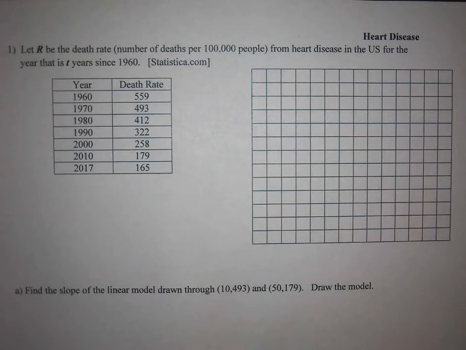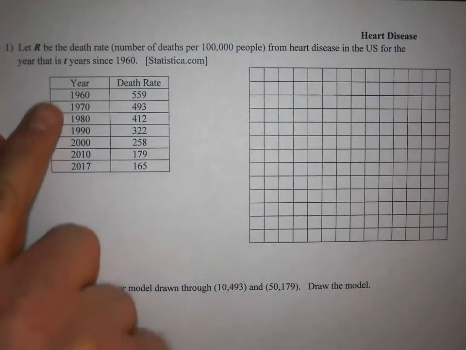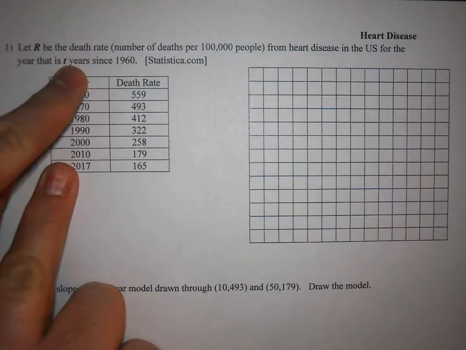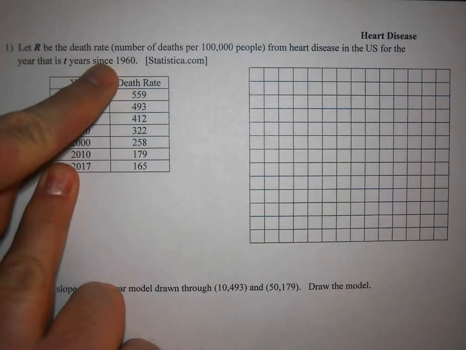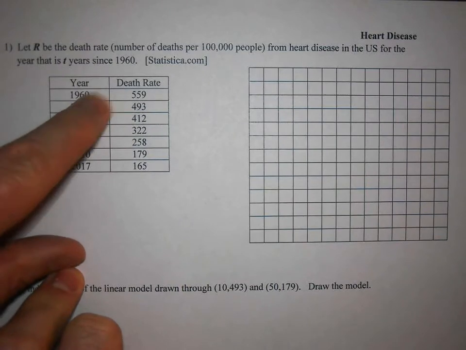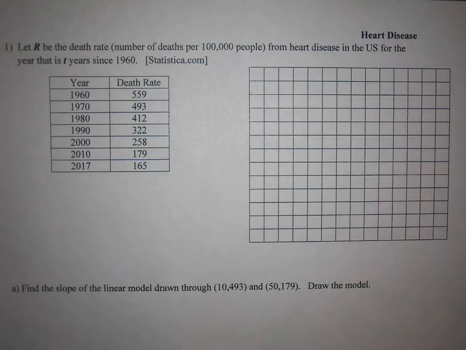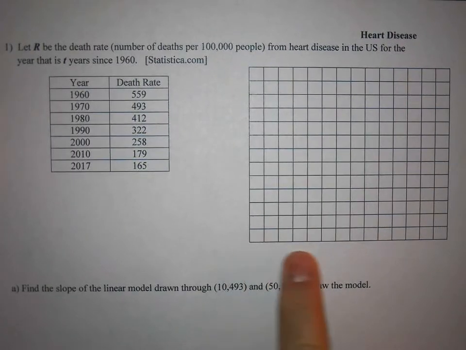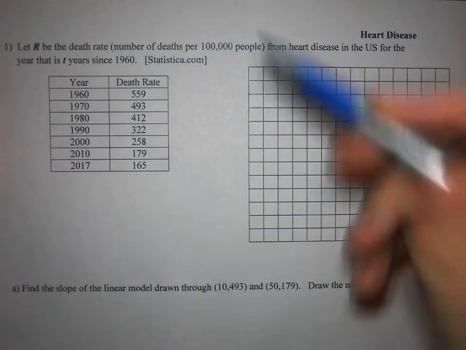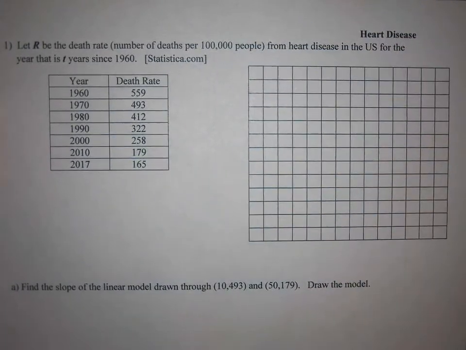Okay, so to make a scatter plot of the death rate, we should be able to do this. You have the year. Now remember that T is the year since 1960. So the first T value is going to be 0, and you want to plot a death rate of 559. So I'll give you a few minutes to do that. You want the year since 1960 across the bottom, and then the death rate up the side. So you will have to scale your axes, but this is a good practice question. So pause the video, and I'll put the answer up.